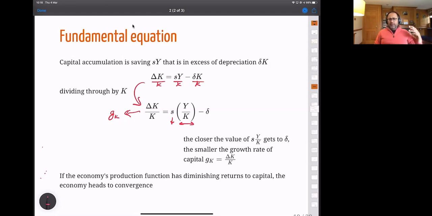So remember what we learned about the Y by K. As you add more capital stock, your Y by K, the output capital ratio, decreases. Why? Because at the margin, capital becomes less productive. So as you increase capital stock, the value of Y by K decreases. Why do we know this?